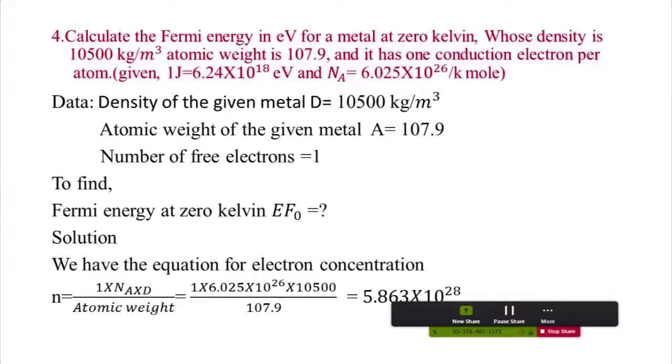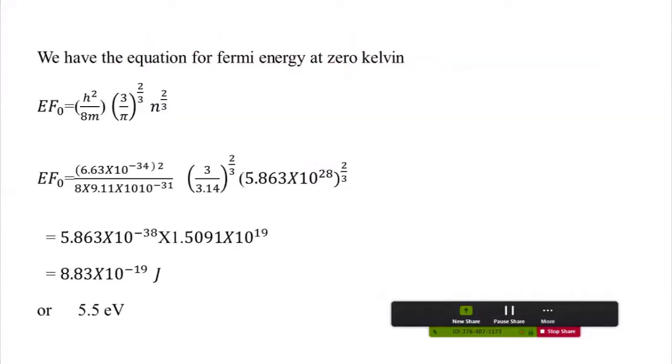Now we got only the N value. But in the particular formula, we have EF naught equals h square divided by 8m, into 3 divided by pi whole to the power 2 by 3, and N to the power 2 by 3. We got just now the N value. Now you need to substitute h square, m value and pi value. Here h value is Planck's constant, 6.63 into 10 to the power minus 34 whole square, and mass of the electron is 9.11 into 10 to the power minus 31, and pi value is 3.14, whole to the power 2 by 3.